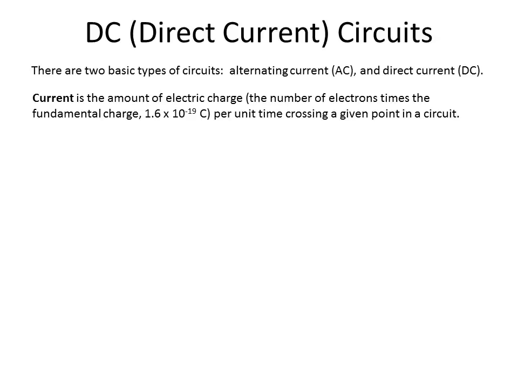This is the number of electrons that will cross a certain point. And the electron has a charge of 1.6 times 10 to the minus 19 coulombs.